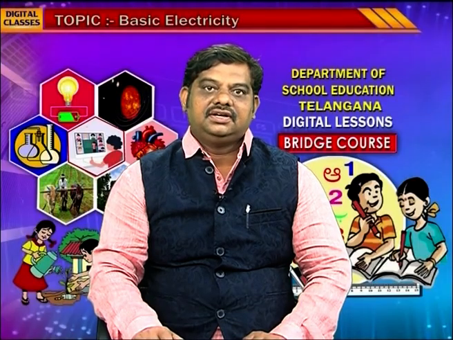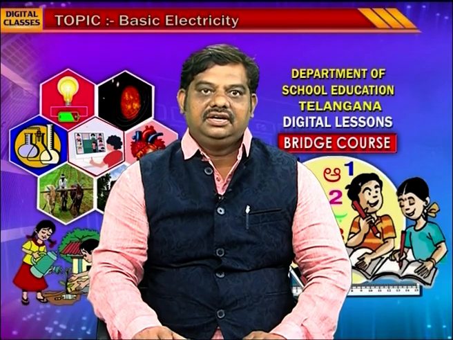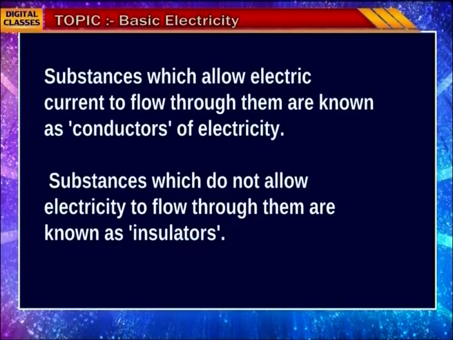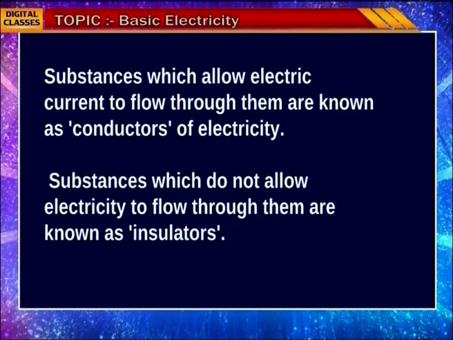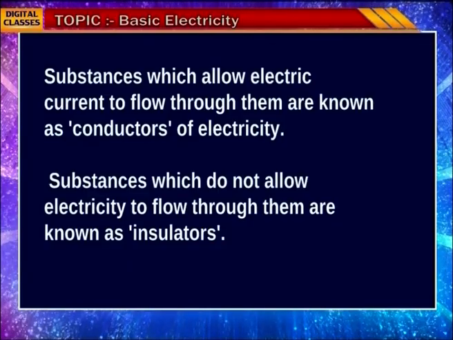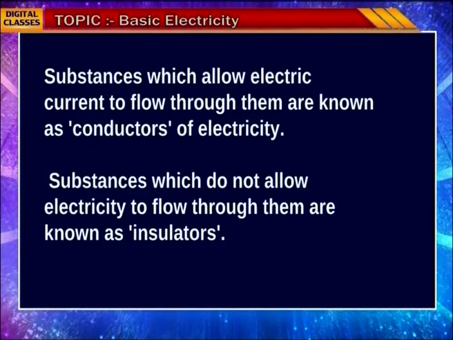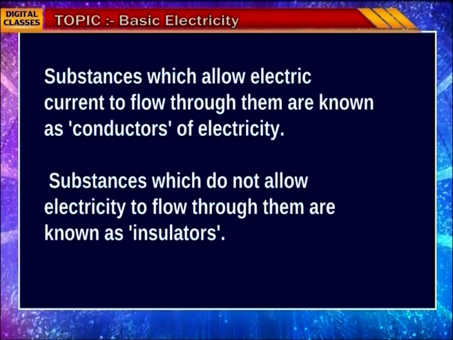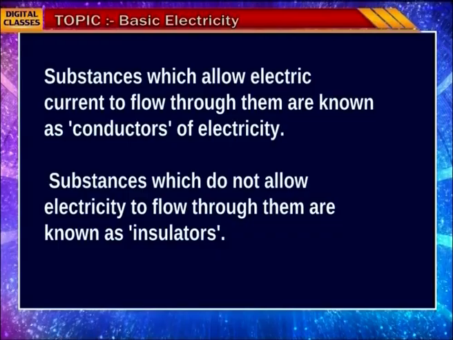Which materials do not allow the current to pass through them? Children, have you noticed that in some cases the bulb has glown? Can you guess the reason? Substances which allow electric current to flow through them are known as conductors of electricity. Substances which do not allow electric current to flow through them are known as insulators.